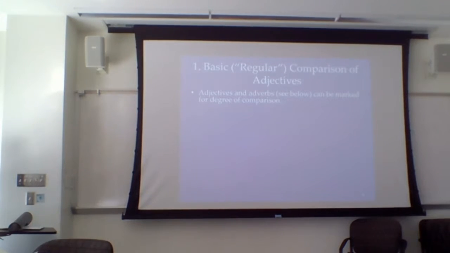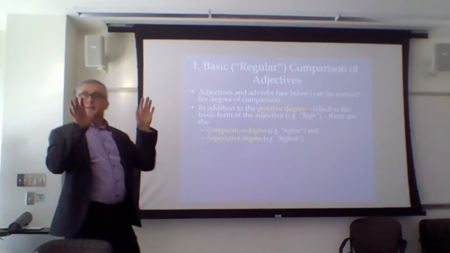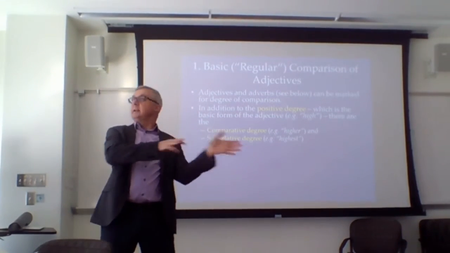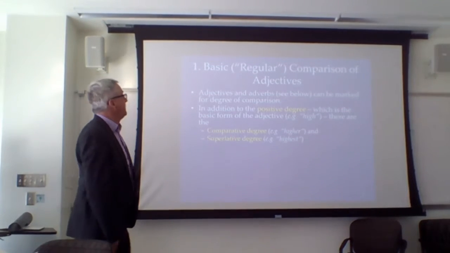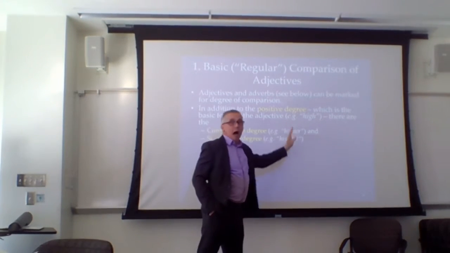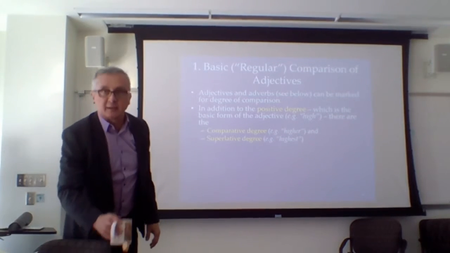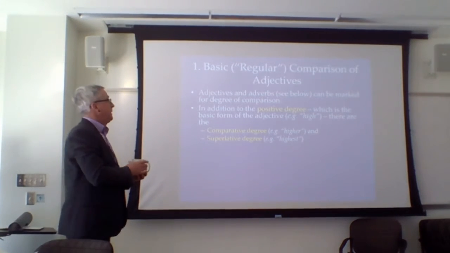All right, so adjectives and adverbs, we'll deal with adverbs a little bit later, can be marked for degrees of comparison. You've already had a few of these. You've had particularly your superlative forms given to you, the stos forms, stos, stay, ston, as in megistos. Biggest, largest, greatest. So in addition to the positive degree, and the positive degree is the basic degree, it's the basic quality conveyed by your adjective or your adverb. So I've given you the example here, high. But it could be green, or it could be big, or it could be quick, or whatever your adjective is.